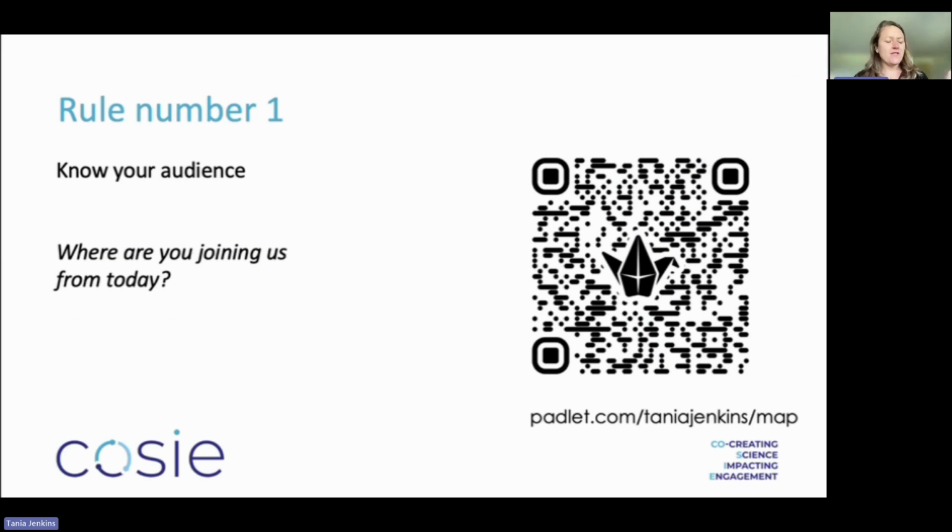And the first activity today, the first rule of science communication, if you like, is to know your audience. So who are you? Who am I? I'm not speaking with you directly, unfortunately, but I would like to know where you are joining us from today. So if you haven't already, please join the Padlet. The link is in the chat. Alternatively, you can also scan the QR code that you can see on the screen. And then just tell me where you're joining in. At the end, we'll have a nice visual map of where you're joining from and any other information that you'd like to share with us today.